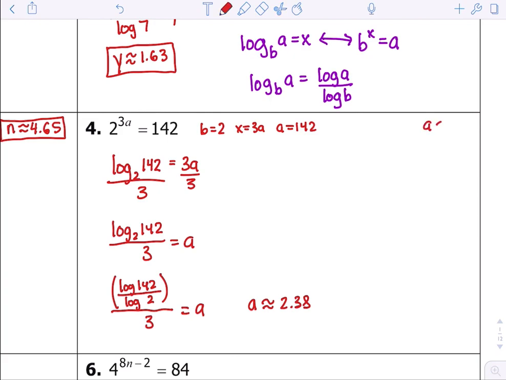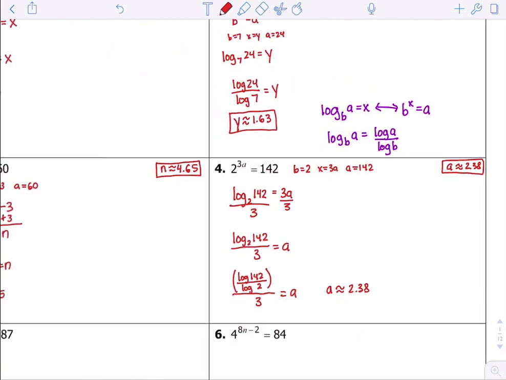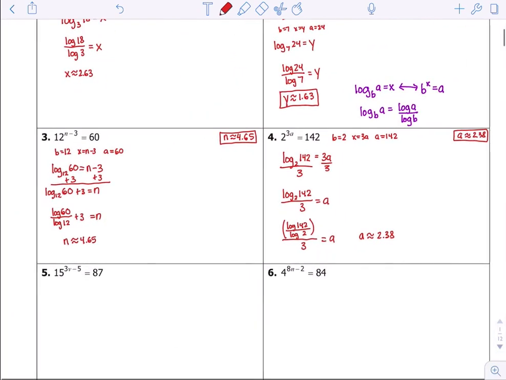Yeah, so a is roughly going to be around 2.38 as your final answer. Okay. Drag this along to number 5.